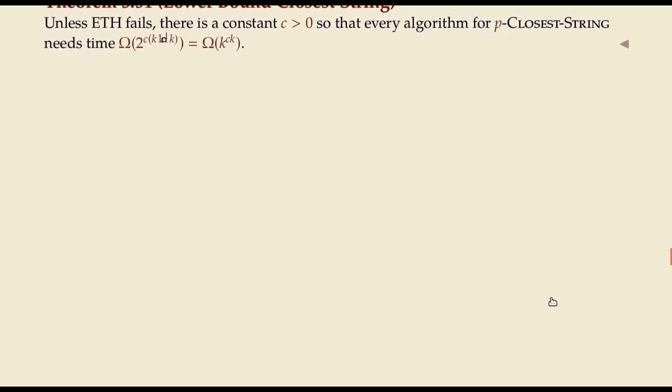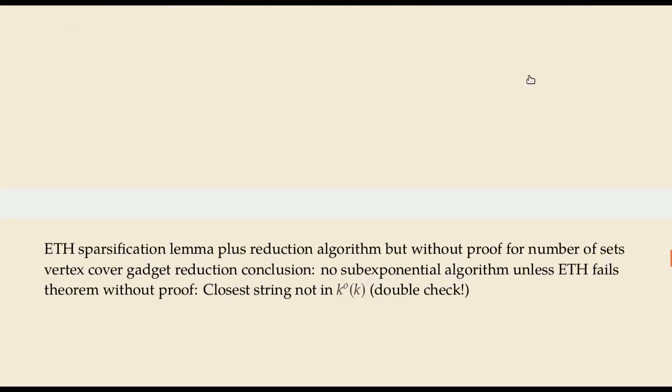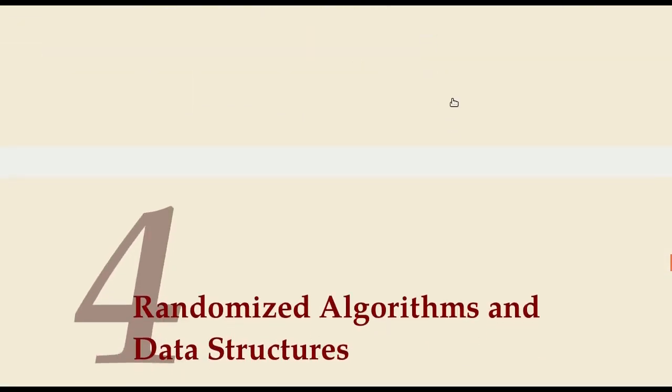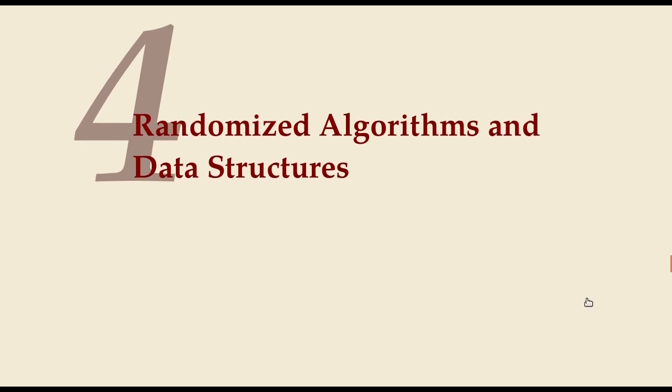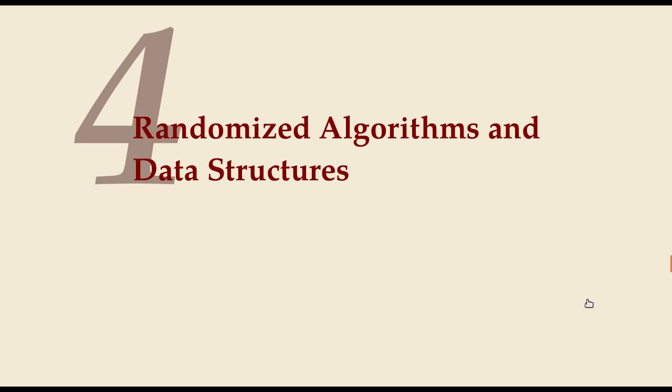So with this last technique on lower bounds, I would like to close the discussion on fixed parameter tractability. And finally come to the next big topic of the lecture. We'll just cover a few introductory notes, and then next time we'll start at full speed. We'll now talk about randomized algorithms, and maybe also briefly about randomized data structures.